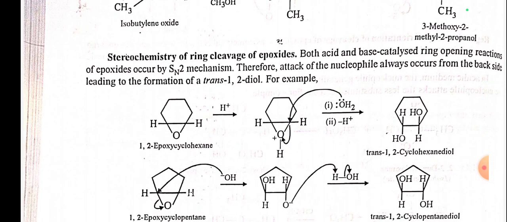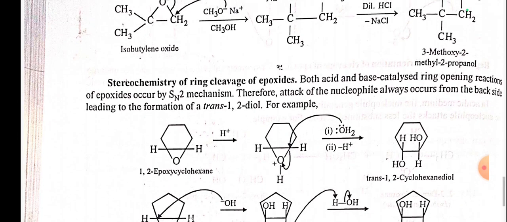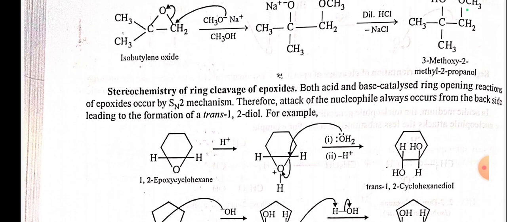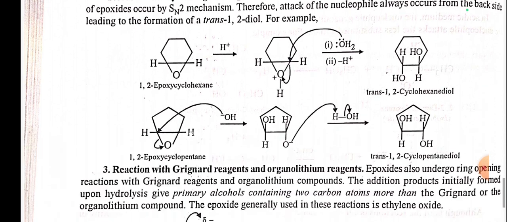Stereochemistry of ring cleavage of epoxide. Both acid and base catalyzed ring opening reactions of epoxide occur by SN2 mechanism. Therefore, attack of the nucleophile always occurs from the back side, leading to the formation of trans 1,2-diol.